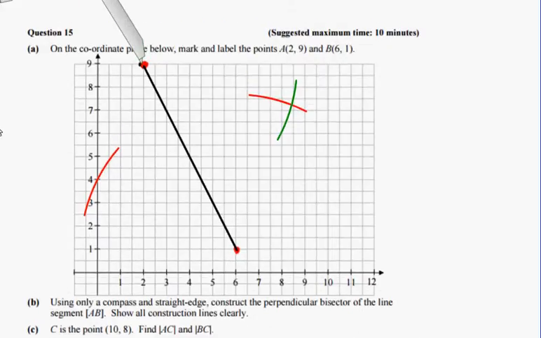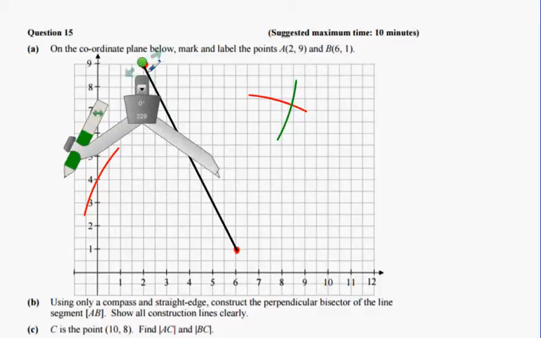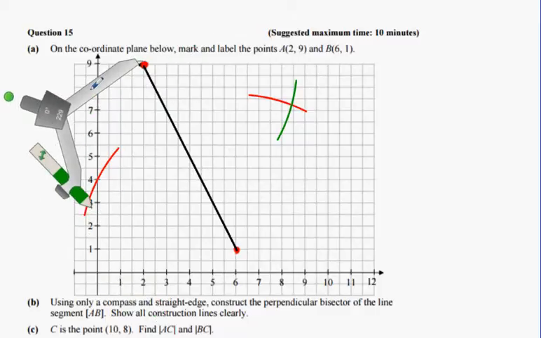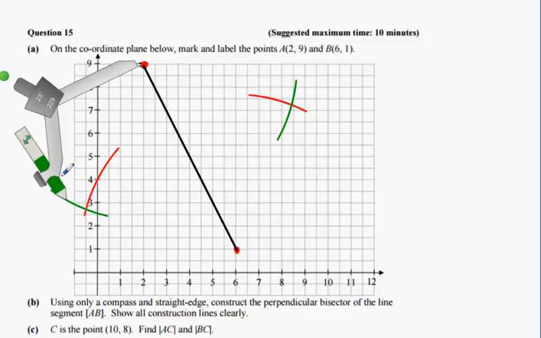That was unfortunate. Then we do another one like that, and then what do we do? Join the two points together, yeah? And what happens? It cuts it in half and it's perpendicular.